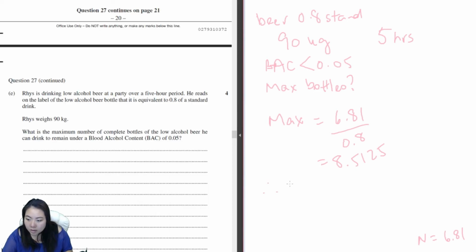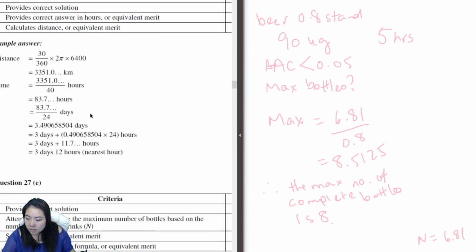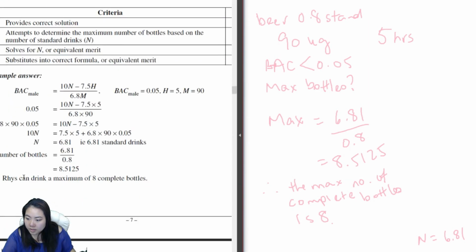Therefore, the maximum number of complete bottles is 8. Let's check our answers. Rhys can drink a maximum of 8 complete bottles.